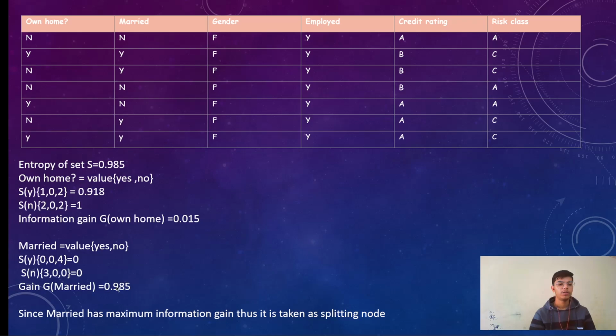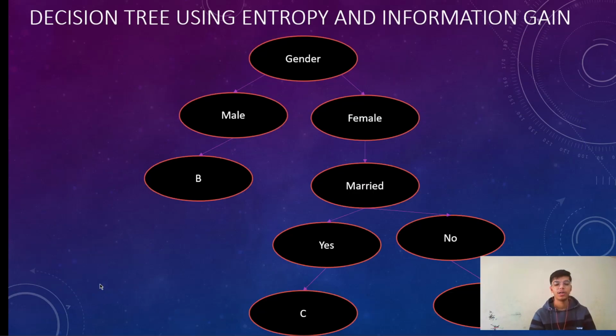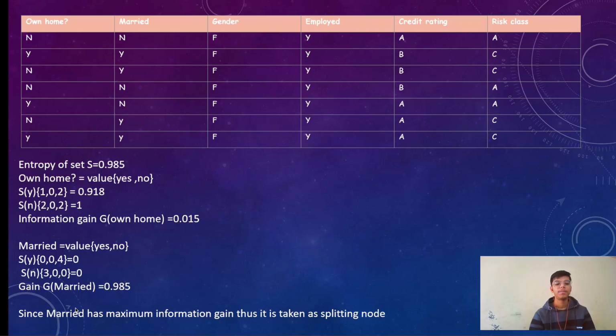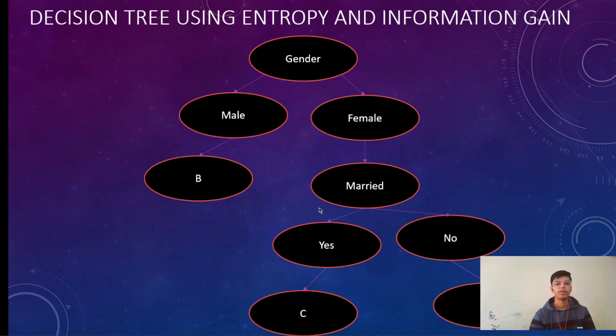which is 0.985. Since the entropy of the whole data set is 0.985, you can see that the information gain is maximum, which is 0.985. Thus, married has the maximum information gain, so it is taken as the splitting node. So after finding the root or splitting node, the decision tree using the entropy and information gain approach will look like this.